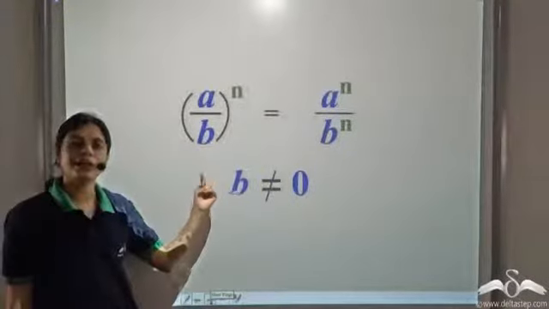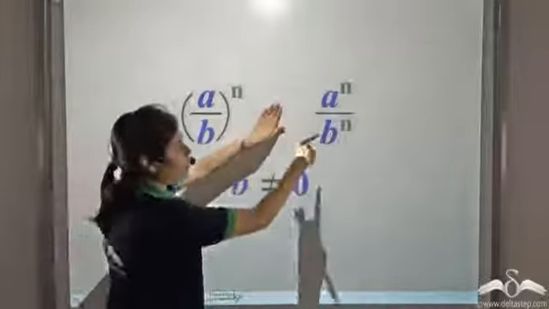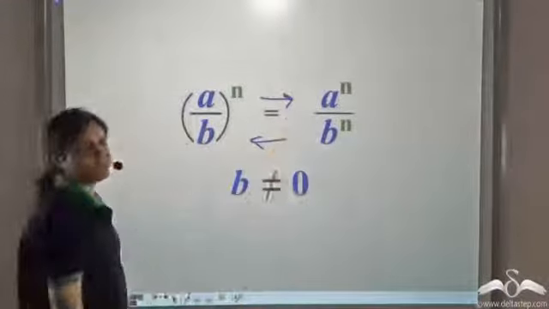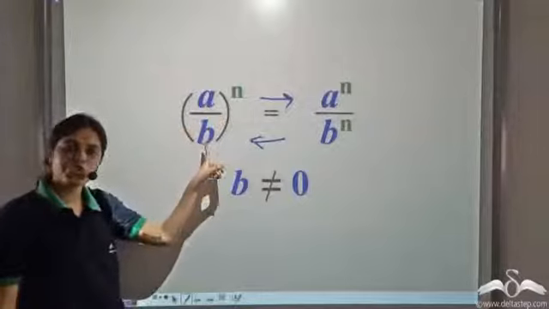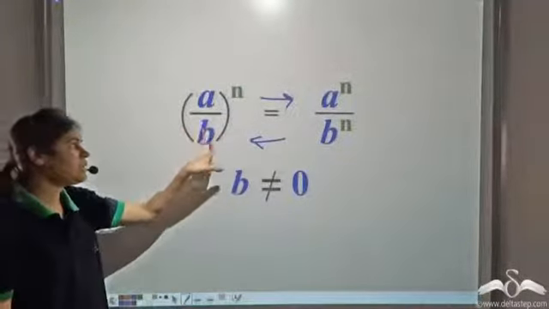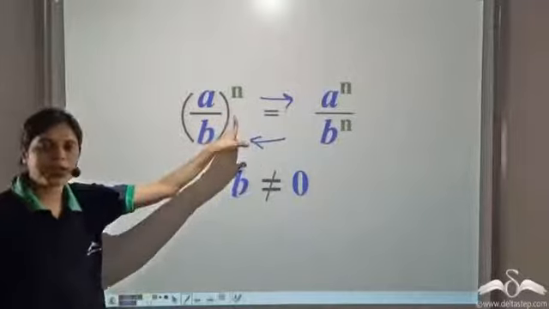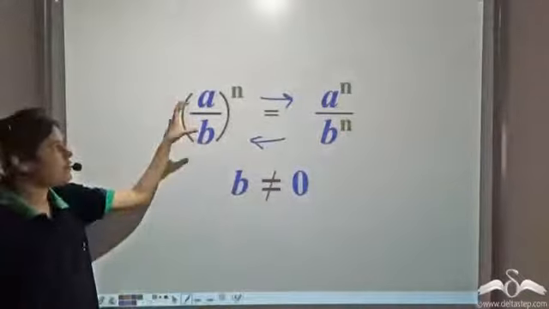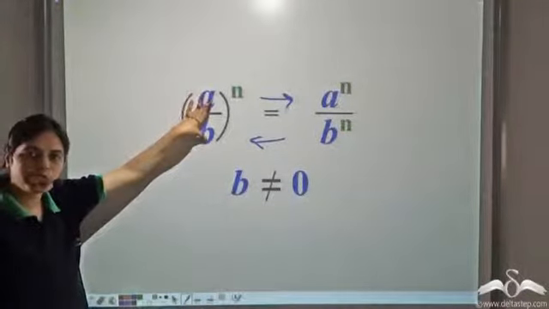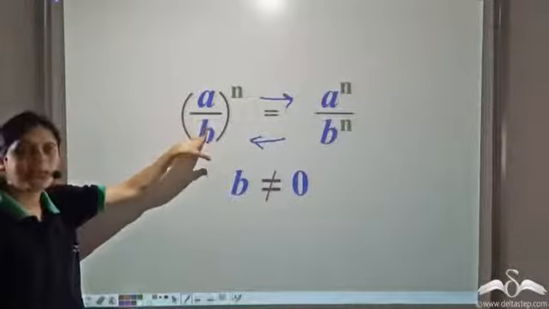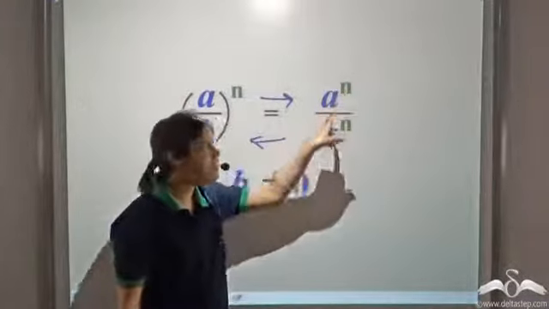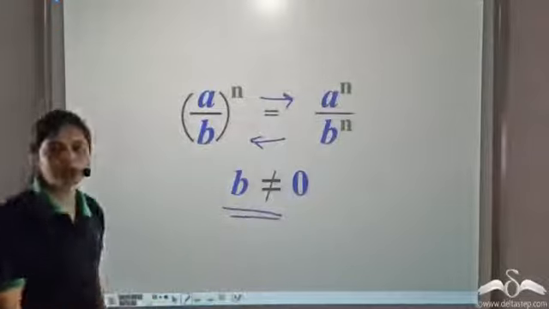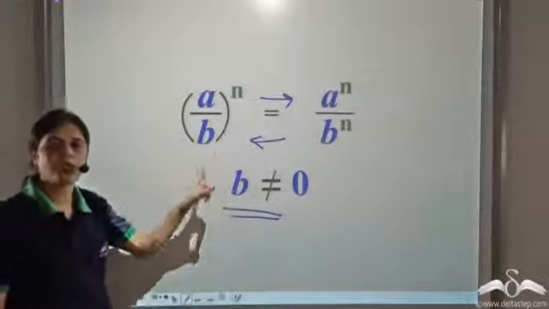Now it holds the other way round also. So you can come from here to here, but you can also go from here to here. That is, if you have an exponential number in this form, a divided by b whole to the power n, you can write it as a to the power n divided by b to the power n. That is, if you can express the base of an exponential number as a by b, then you raise the numerator to the power n and denominator to the power n. In this case as well, b cannot be equal to 0 because division by 0 is not possible.